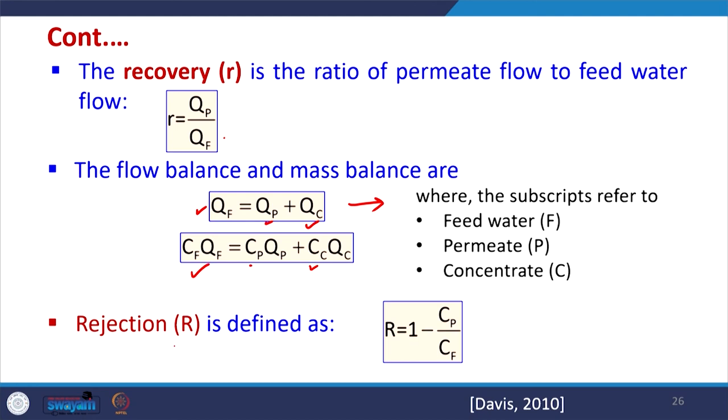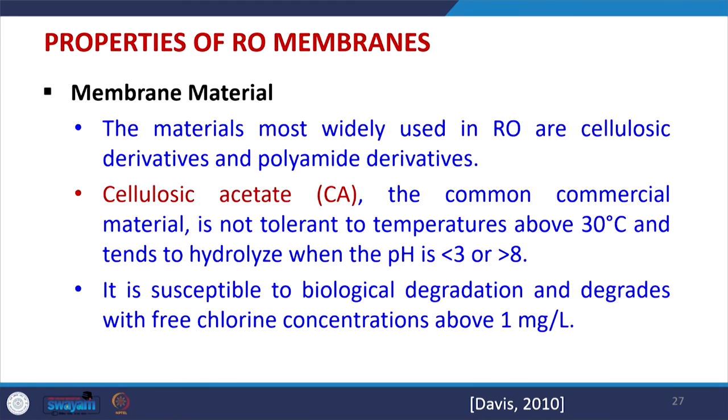Now, rejection is defined as R is equal to 1 minus Cp upon Cf. So, we can find out the rejection also, recovery also, and these are the mass balance equations. We can use these equations to solve many problems and understand reverse osmosis in detail.